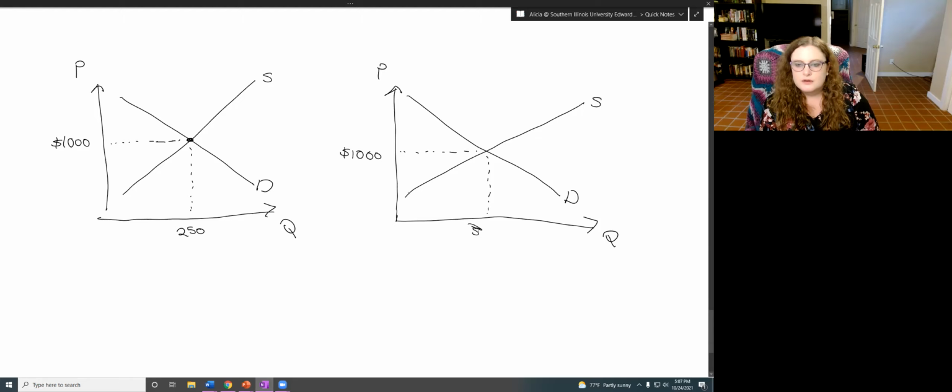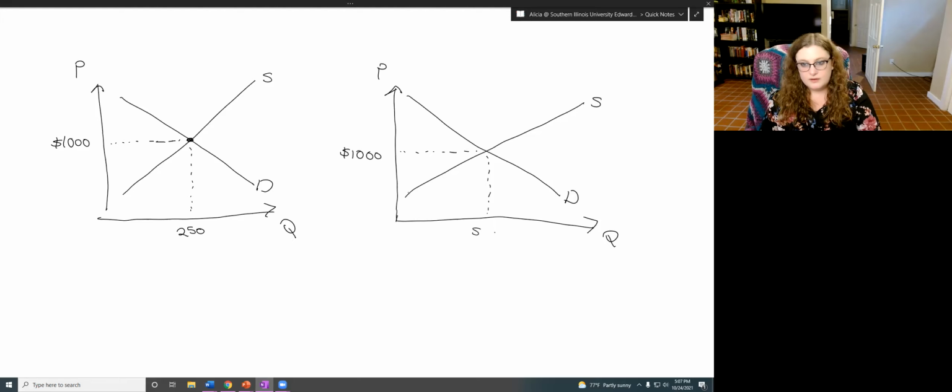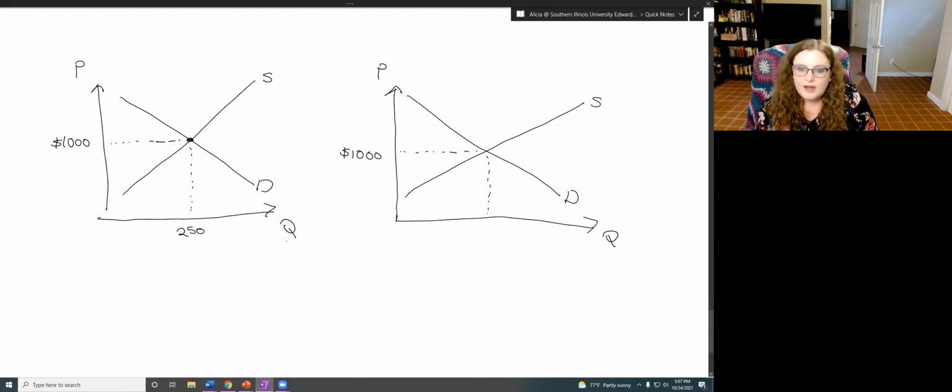Oops. Where's the... Okay. I changed tablets recently and I can't figure out how to do the eraser on it.